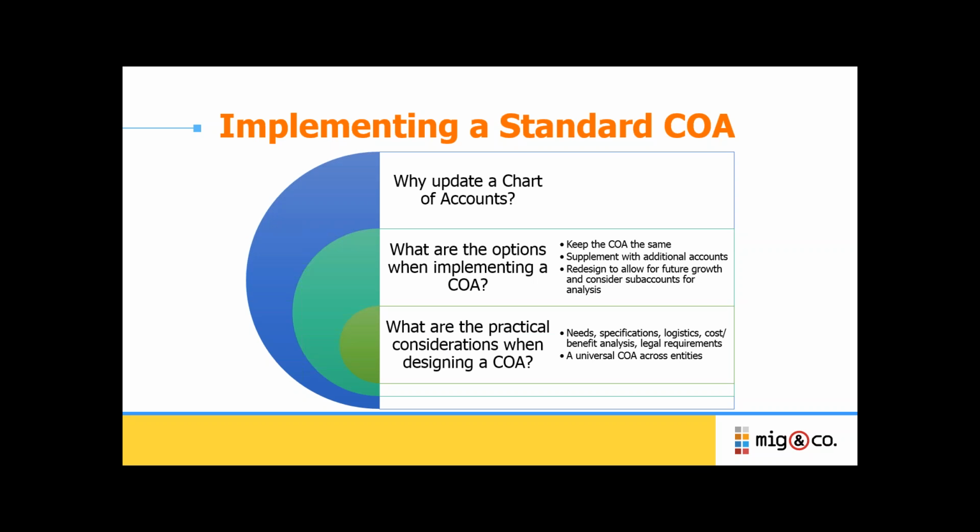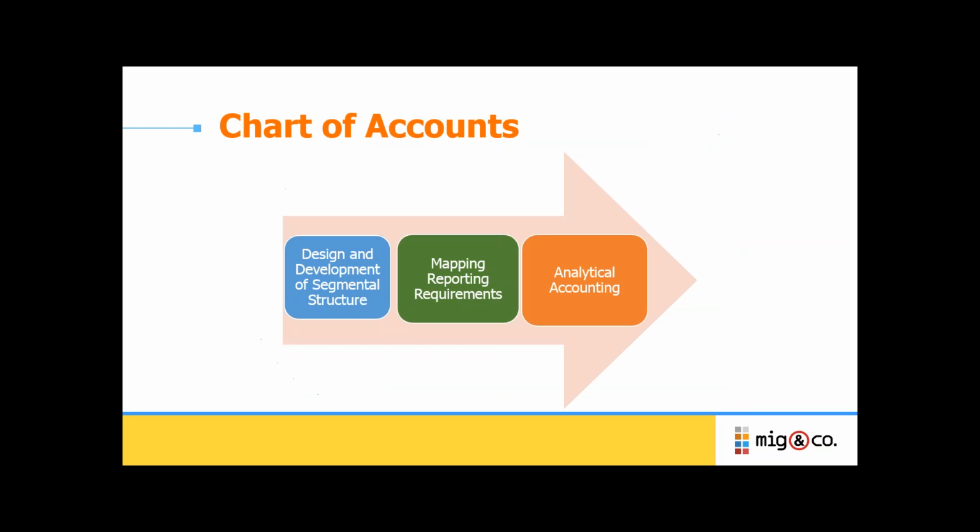If you have different companies, use a company universal chart of accounts. It is easier for the accounting team and the reporting team to do their work. Consider the chart of accounts design in segments, the mapping of the chart of accounts for the reporting requirements, and the end result is your analytical accounting.